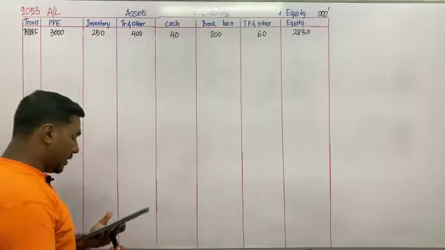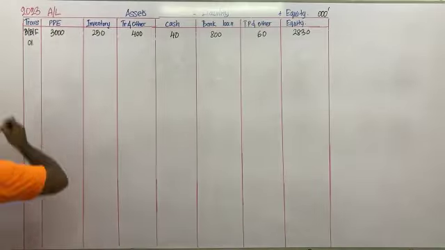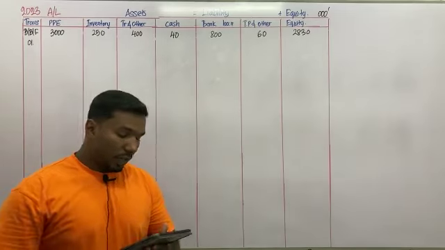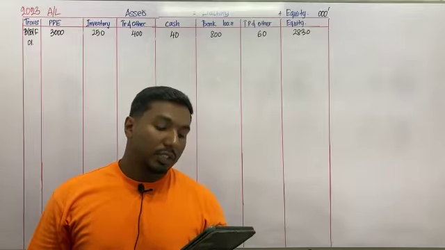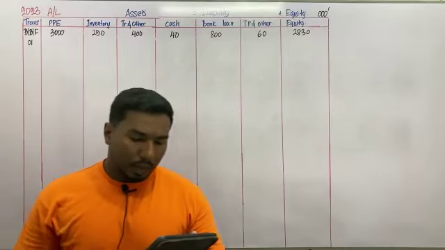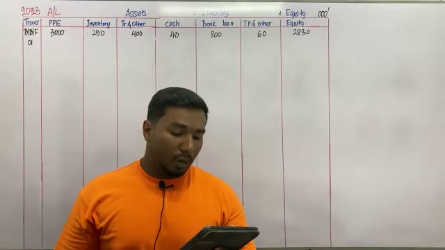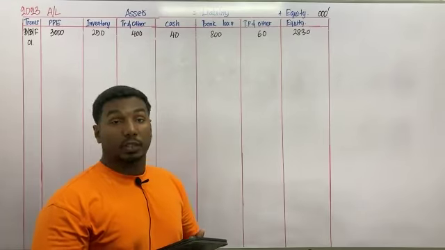So in transaction number one, what you have to do? Land worth of 700 and cash 200, sorry, 200 were invested by the owner as an additional capital. So land worth of 700, cash worth of 200.